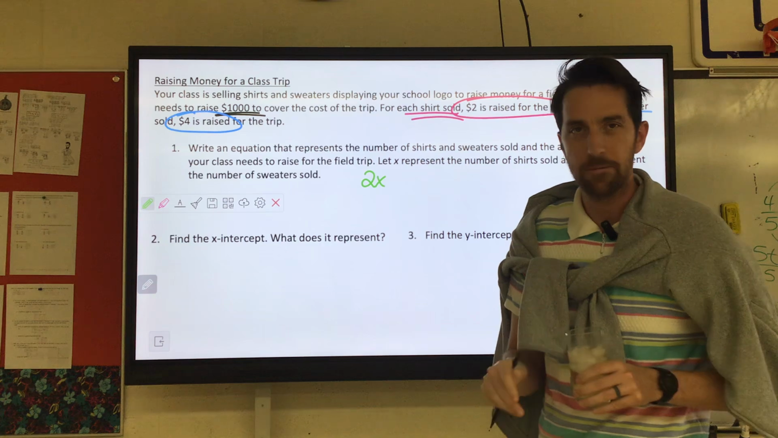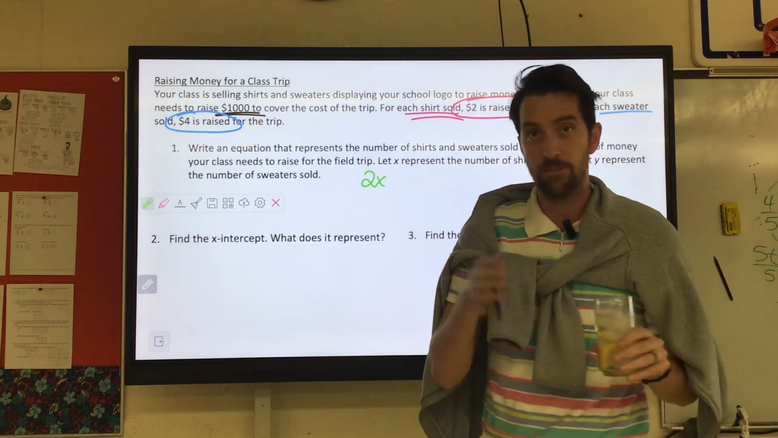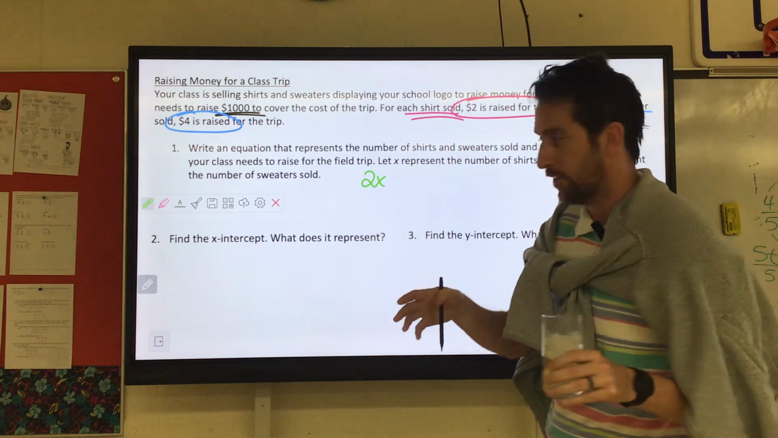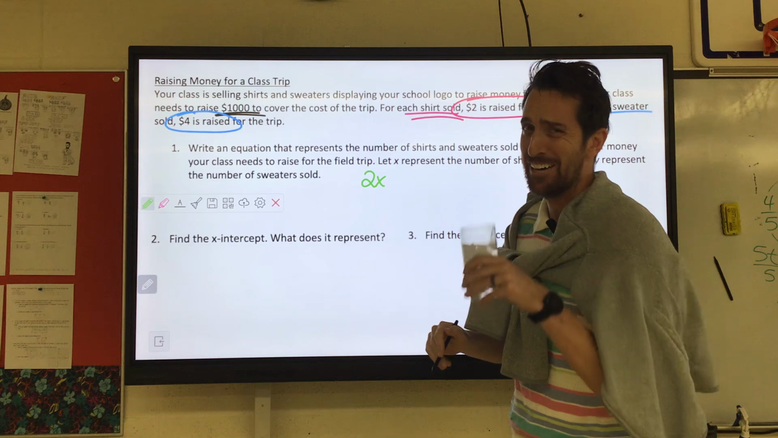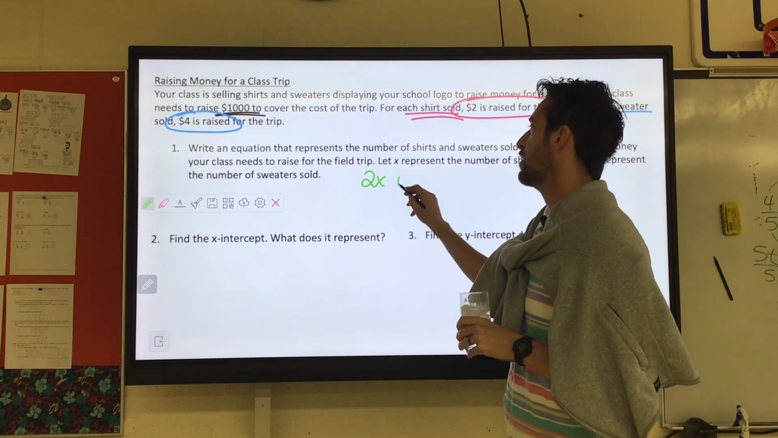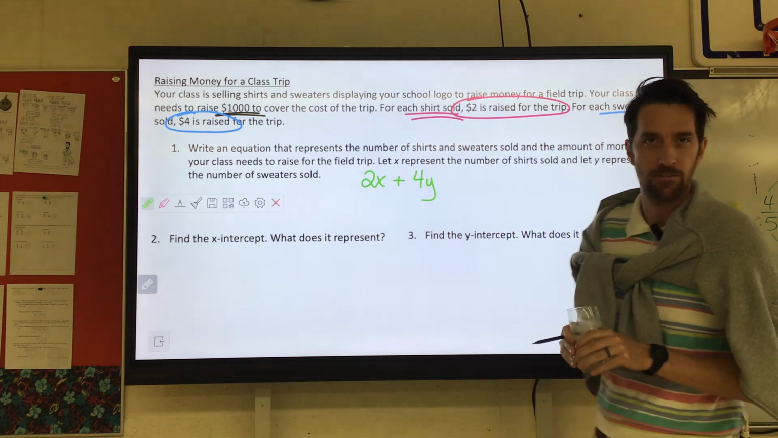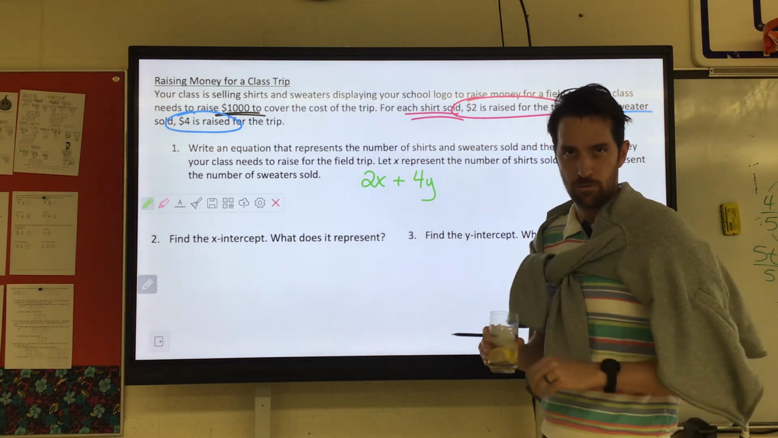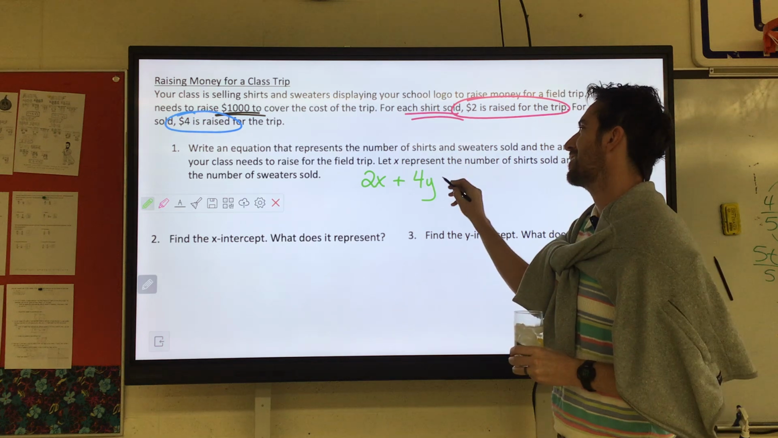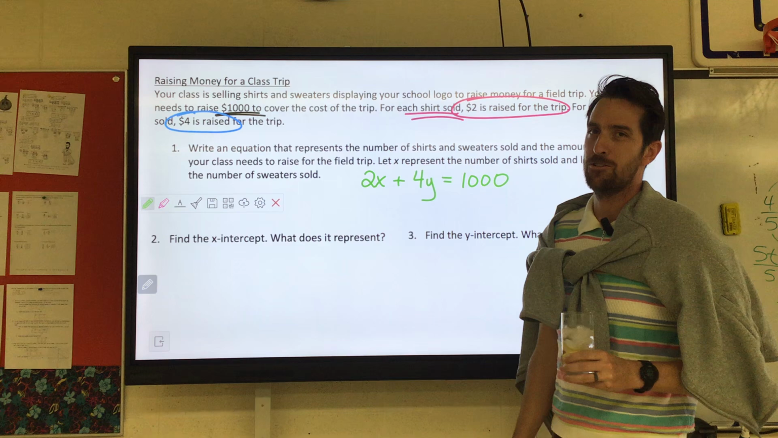It's going to be the same idea with the sweaters. We get $4 per sweater. So 4 times the sweaters. And we're calling sweaters Y. Why? I don't know. But we have 2X plus the 4Y. This is going to be all the money we generate all together from selling all those shirts and all those sweaters. We need to know when that's going to get us the $1,000 to cover the trip.